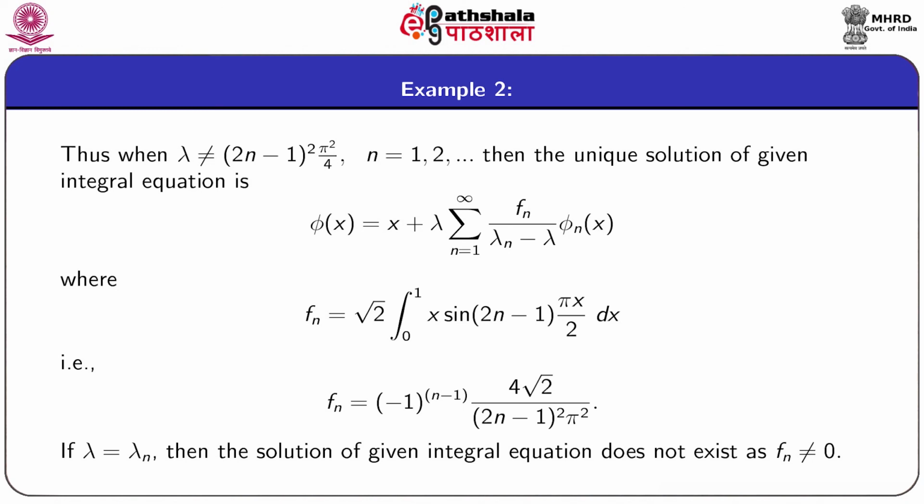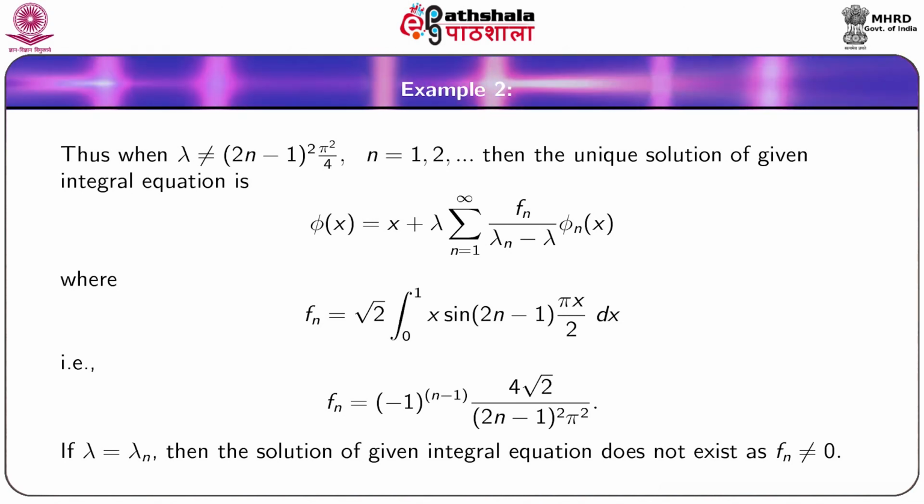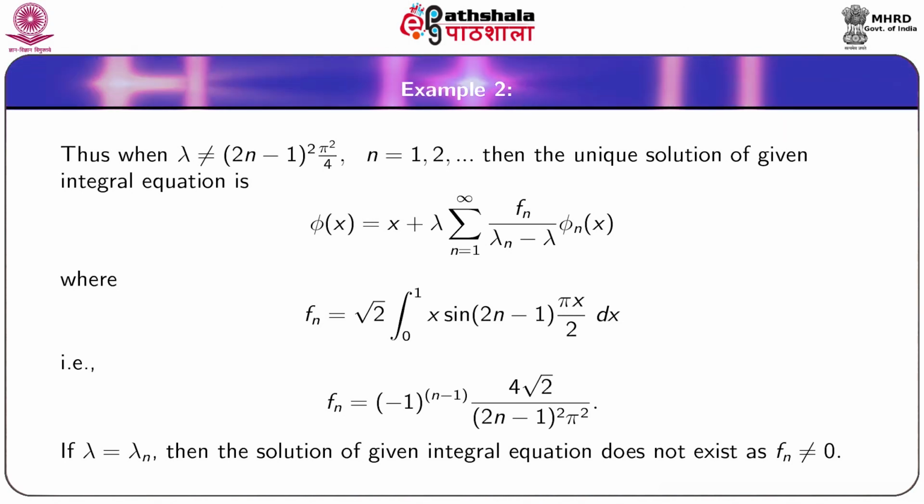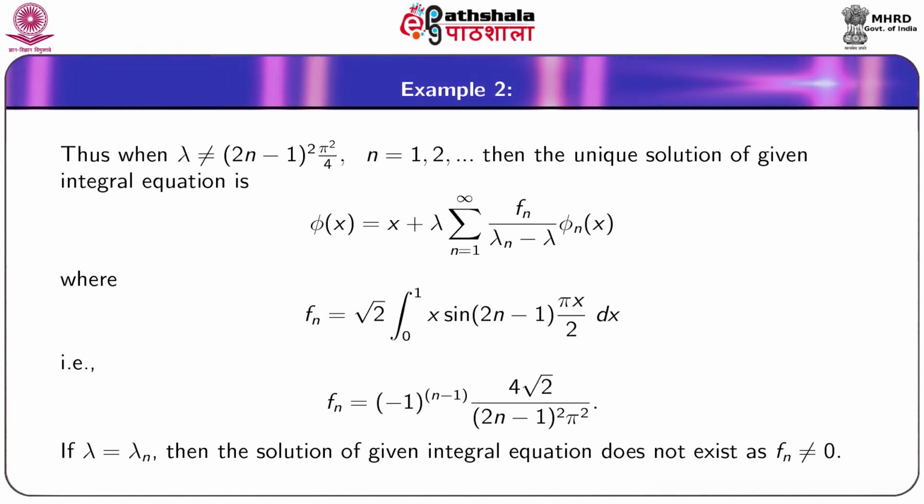If lambda coincides with lambda_n, then the given integral equation is inconsistent, as f_n can never be equal to 0. Thus, using the Hilbert-Smith theorem, we have obtained the unique solution of the given integral equation.